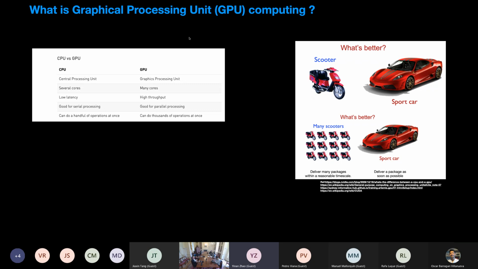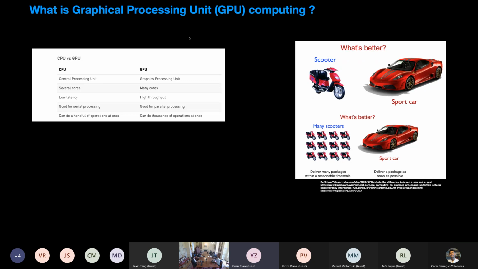Imagine that we want to deliver a package as soon as possible. The CPU is like a sports car, and you would probably use the sports car to deliver your package. But what if you have many packages and you want to deliver them in a reasonable time? Then the GPU is like a team of scooters. Instead of delivering one by one, although each scooter individually is slower, they can deliver the packages simultaneously. That's how the GPU works.